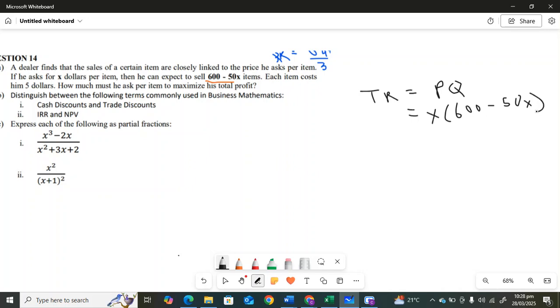So here to get our total revenue, we just expand this. This is going to be X times 600, 600X, and X times negative 50X gives negative 50X squared. This is our total revenue. Next, before we go to the total cost, any questions?